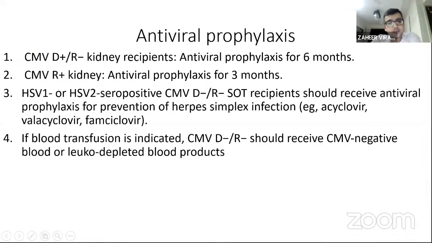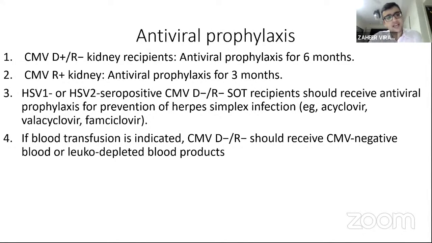So what is the duration? It is not only starting, it is also knowing when to stop. Basically, if the donor is positive and the recipient is negative, we are advised to give it for 6 months. If both the donor and the recipient are positive, then one might give it for 3 months. If both the donor and the recipient are negative, then one has to give prophylaxis for herpes simplex virus 1, which can be given in the form of acyclovir, valacyclovir, and famciclovir.